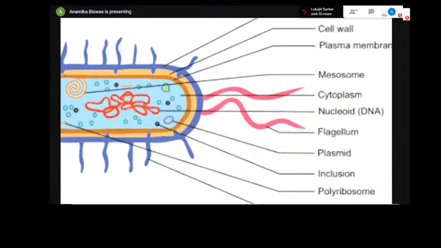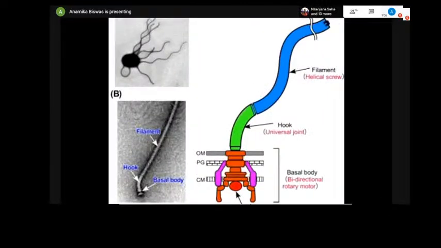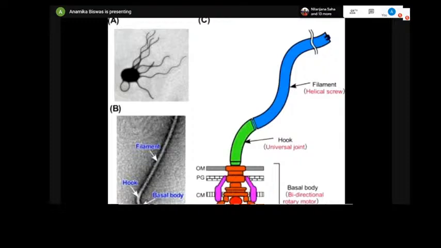Now when you differentiate this flagella, it can be divided into three parts. First is filament, the longest portion extending from the cell surface to the outside. It is made up of a protein called flagellin. This is filament. Then next is hook, the green color. You can see hook is a curved and tubular structure made up of protein subunits.